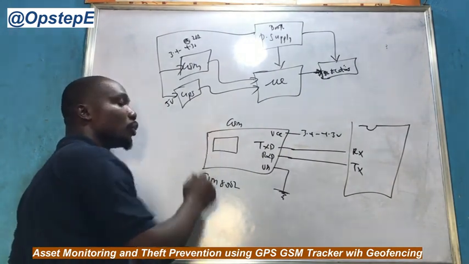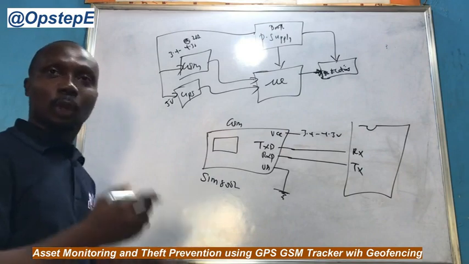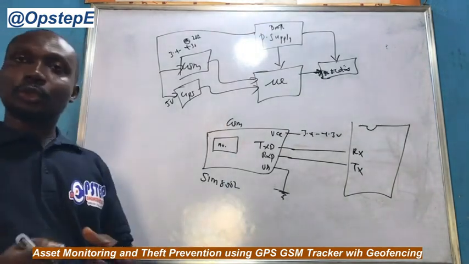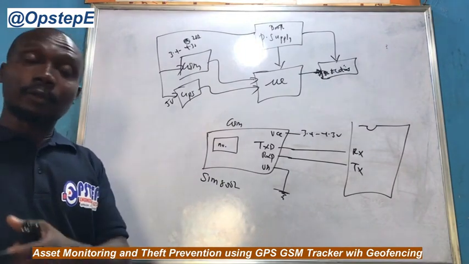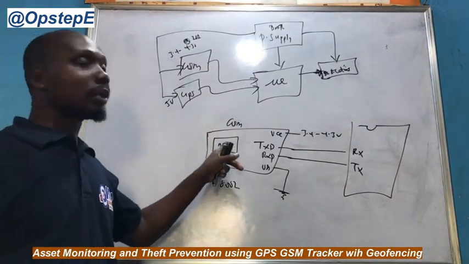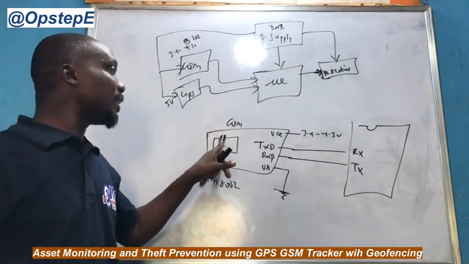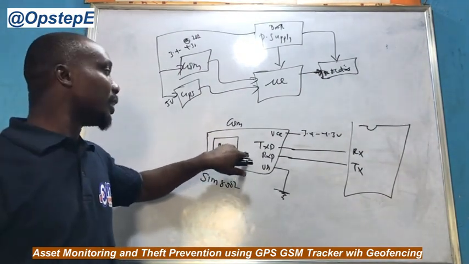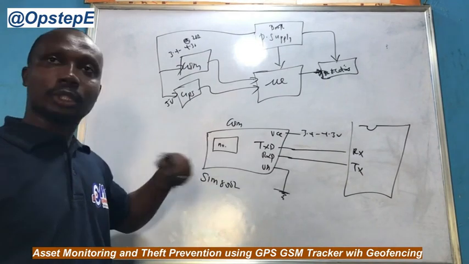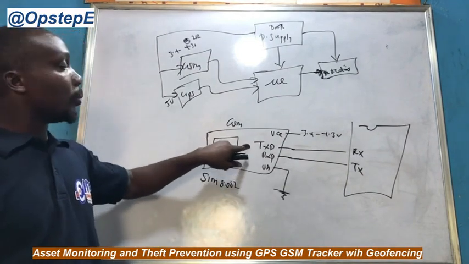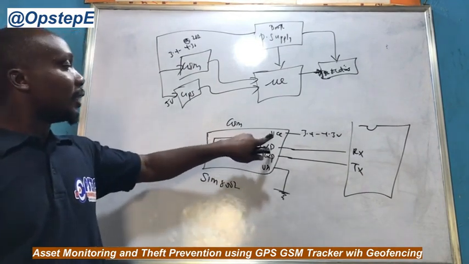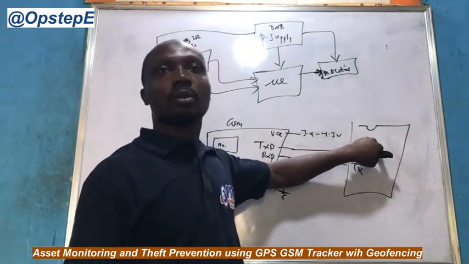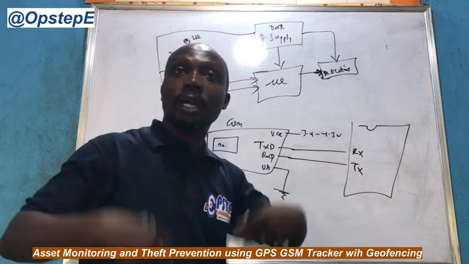Now don't forget the SIM is going to have a number, his own phone number. What you need to do is go on your own phone or any phone and send a text message to this particular SIM. When the message gets here, this module is going to know. Once the message resides in it, because it has a memory to store the message, this GSM module, the SIM 800L, will notify the mobile controller that the message is in my inbox.